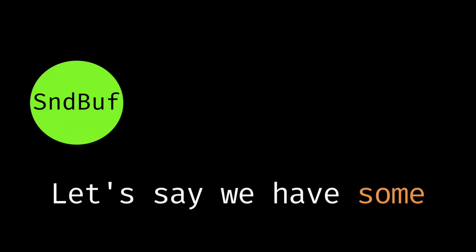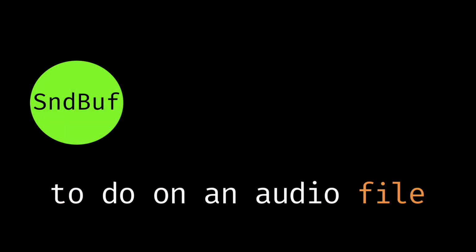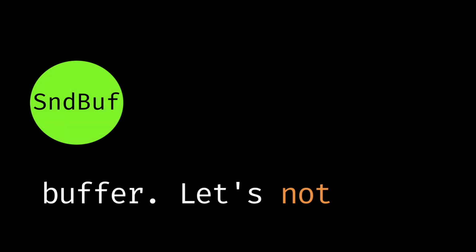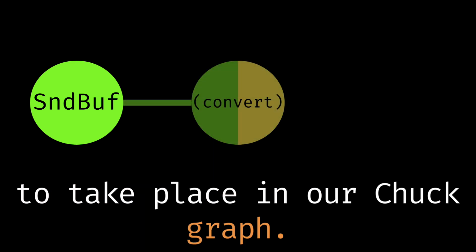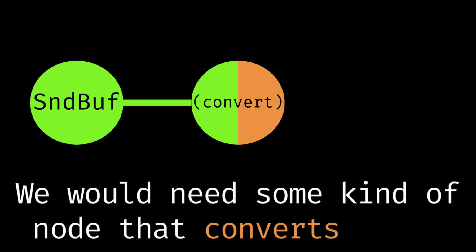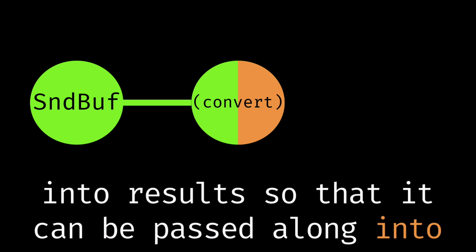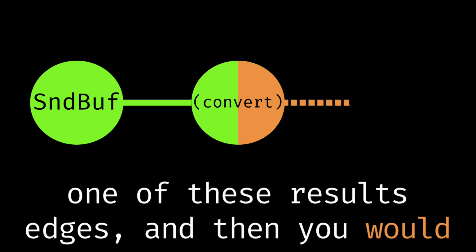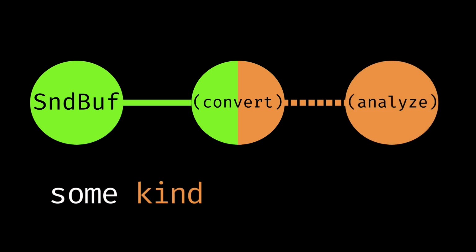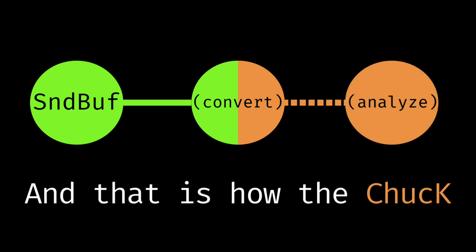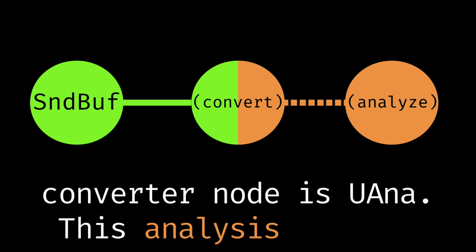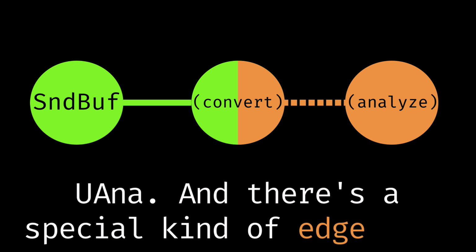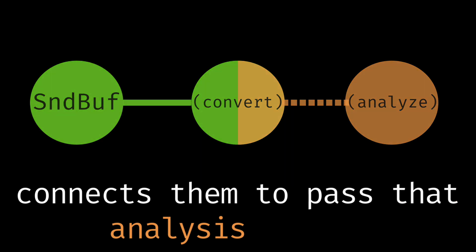Let's say we have some kind of analysis we want to do on an audio file that's coming from a sound buffer. Let's not worry for now about what that analysis is or how to do it. Let's just focus for now on what would need to happen for that analysis to take place in our ChucK graph. We would need some kind of node that converts audio into results so that it can be passed along into one of these results edges, and then you would need a node that actually uses those results to do some kind of analysis. And that is how the ChucK language uses Ugens. The converter node is a Ugen, this analysis node is a Ugen, and there's a special kind of edge that connects them to pass that analysis along.